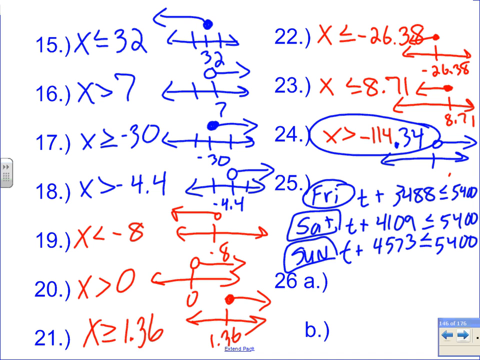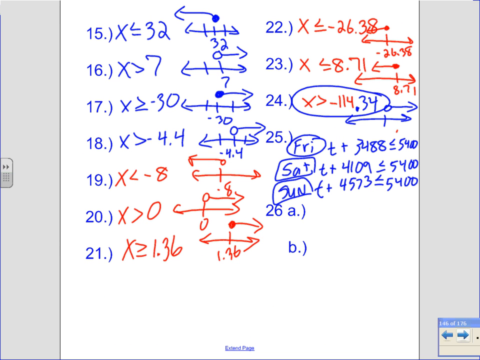Okay, let's go over 26. Letter A, Zach. What did you get for 26, letter A? Good. Okay, letter B. We need an inequality and an answer. Briar, could you give us 26B?